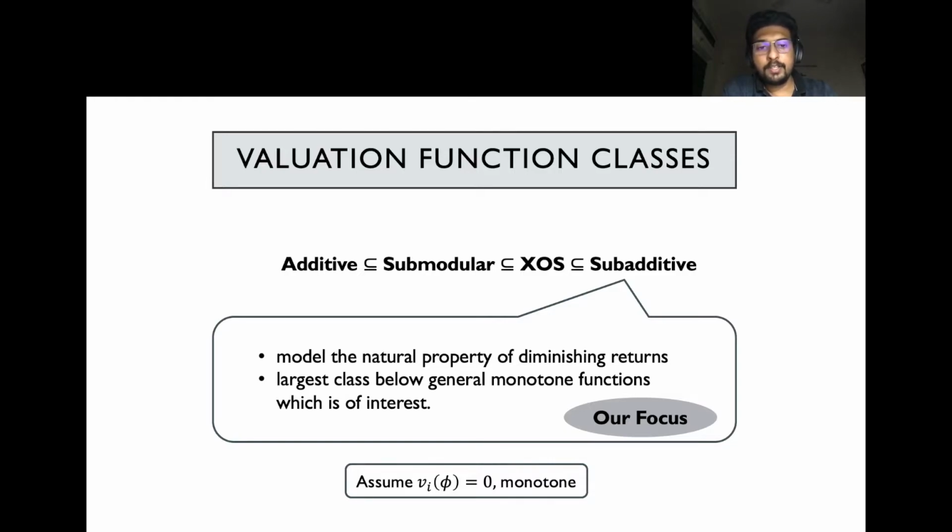Our focus is on the class of subadditive valuations, or complement-free valuations, which is a fairly broad and general class of valuation functions. This class encompasses both additive and submodular functions. These set functions model the natural property of diminishing returns and are generally considered to be the largest class below general monotone utility functions, which is of interest to obtain efficient approximations for various optimization problems.